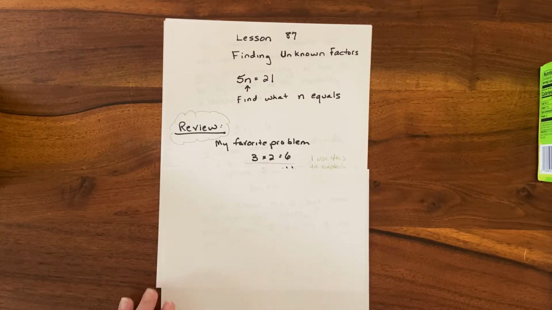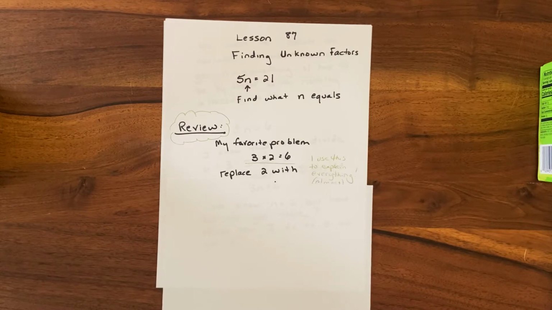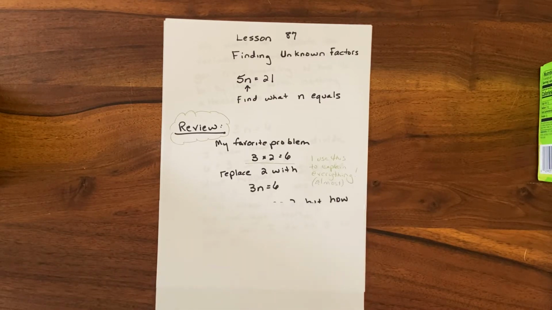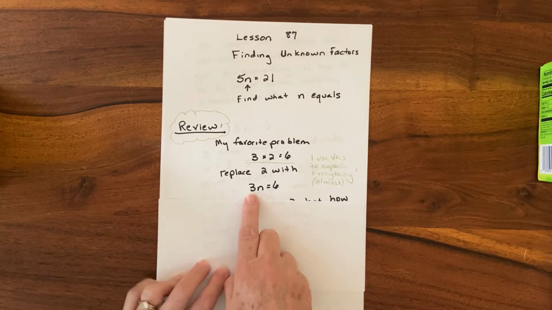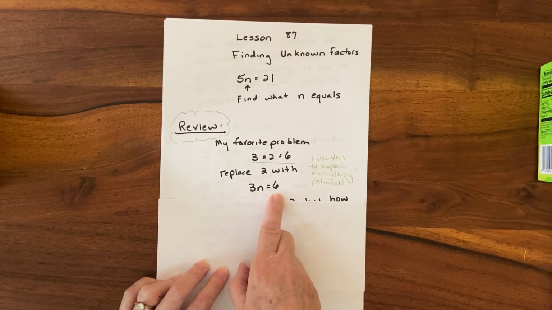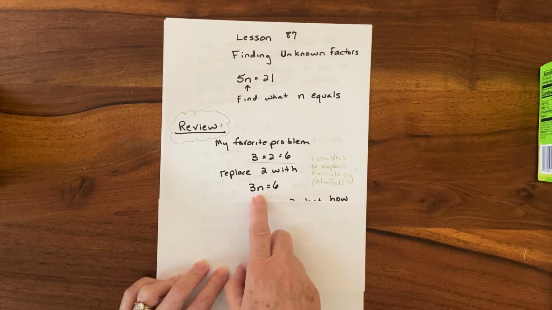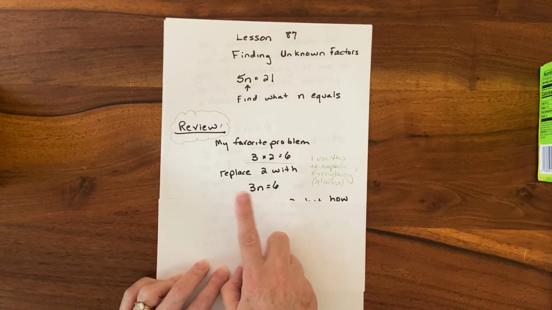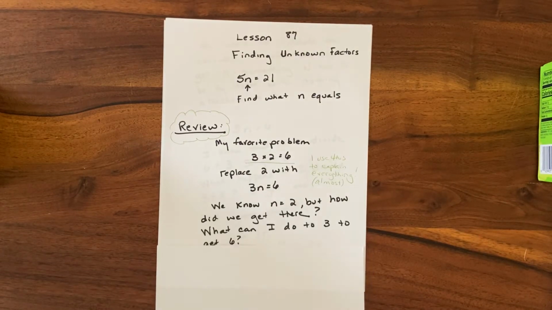So we're going to use my very favorite problem in the world to solve that. 3 times 2 is 6. I use that for everything almost, and my 6th graders will tell you that same thing. But we're going to replace 2 with n. So 3n equals 6. Guess what n is? 2. We know that, don't we? But how do we know that? So how did we get there? What can I do to 3 to get 6?